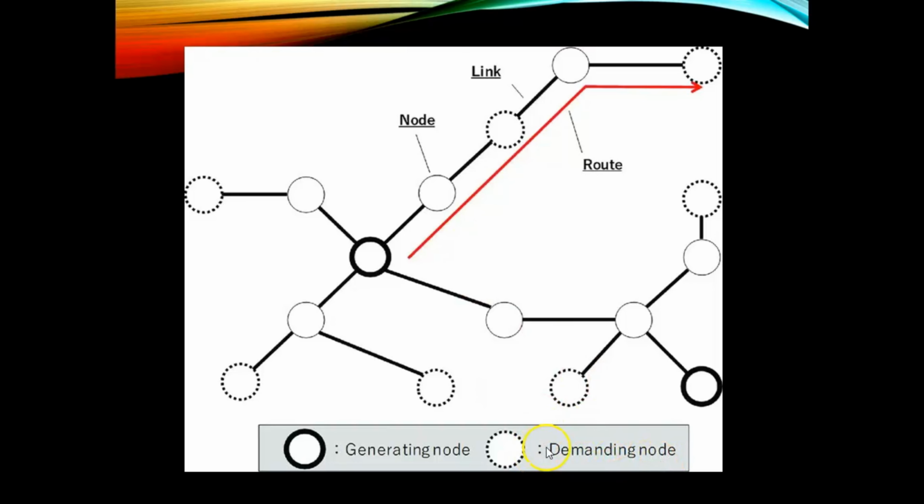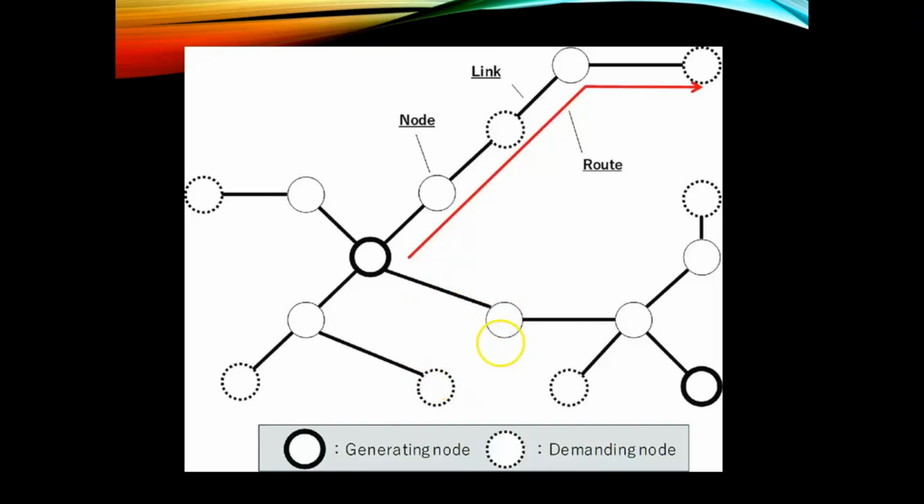Demanding node. So you can see it has this dot filling around the circle. So this is a demanding node, this is a demanding node, this is a demanding node in this transportation network. Let's assume this is a transportation network. So these are demanding nodes. So the movement from the generating node to any of the demanding nodes is what we're trying to say. A generating node is where it is being produced. A demanding node is where it is being transported to, distributed to, or received.